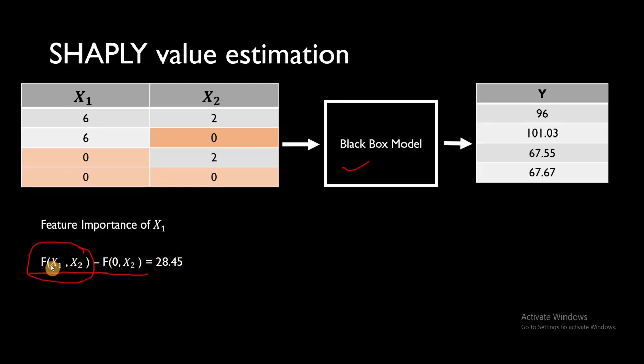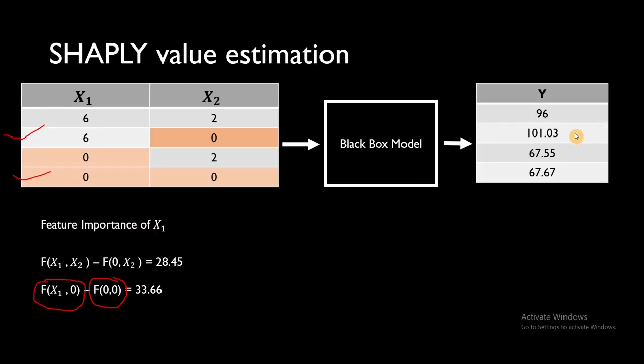If I see when x1 and x2 are present, the output is 92, and when x1 is not present and only x2 is present, the output is 67. I just subtract these two and I get the value 28.45. But this is not the only possible scenario. The next scenario is when I am only taking the first feature and subtracting the output when I don't have any feature. That means this one. So 101 minus 67.67, I get 33.67.